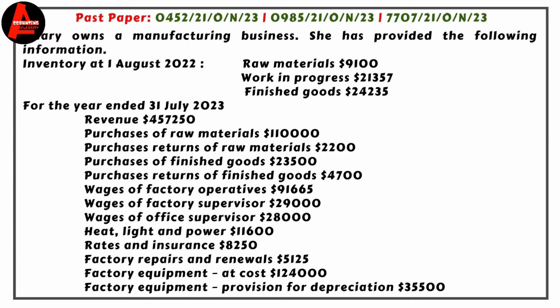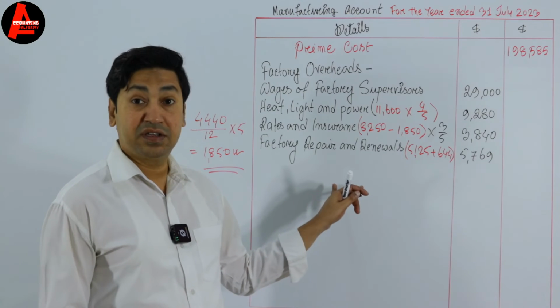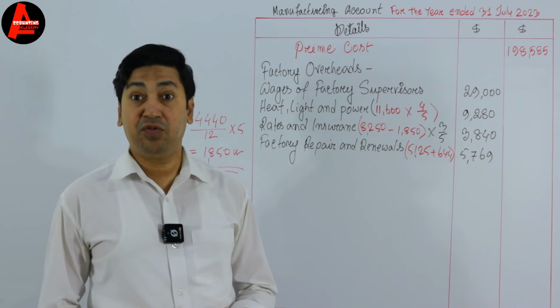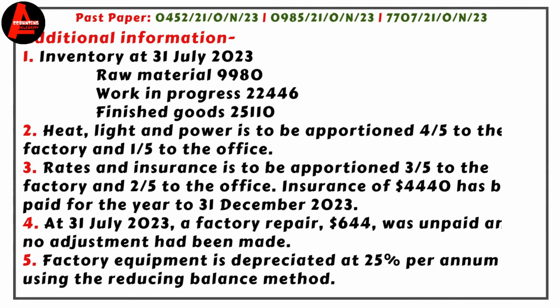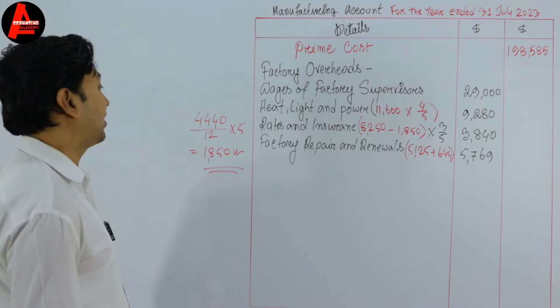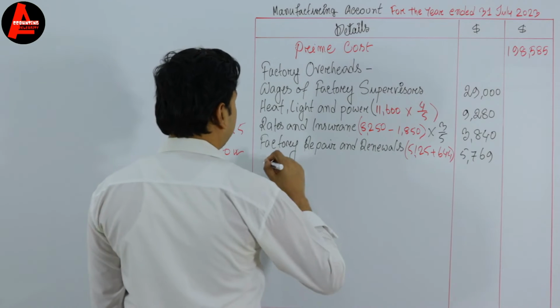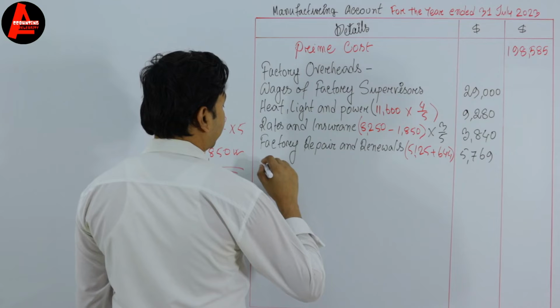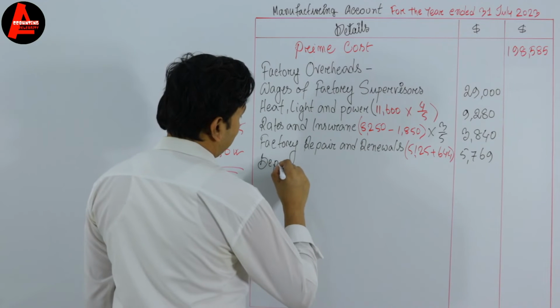Our next item is here equipment at cost. It is an asset. Then we have here factory equipment provision for depreciation. Okay, so we finished writing all the items here from this list of balances. Now we see our adjustments. So here number 5, we see factory equipment is depreciated at 25% per annum using reducing balance method. So we need to write the depreciation here. So let us write here depreciation of equipment.